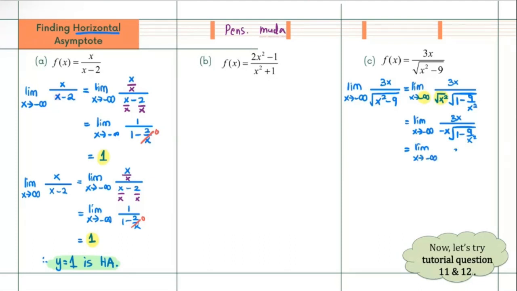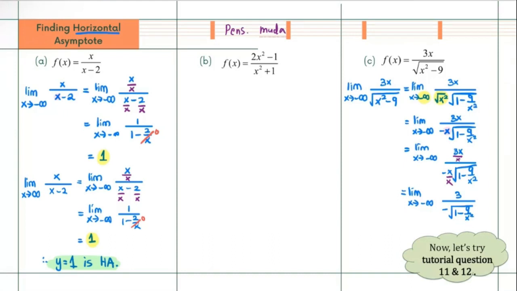So here kita dapat 3x. Sekejap, bawah ni saya ada negatif x, 1 tolak 9 per x square. Now I will be divided by x lah. The highest power of denominator kita adalah x. Okay, kat sini kan x. So kita akan bahagikan dengan x. Dan here I will get, berapa ya? 3 per negative square root of 1 minus 9 over x squared.